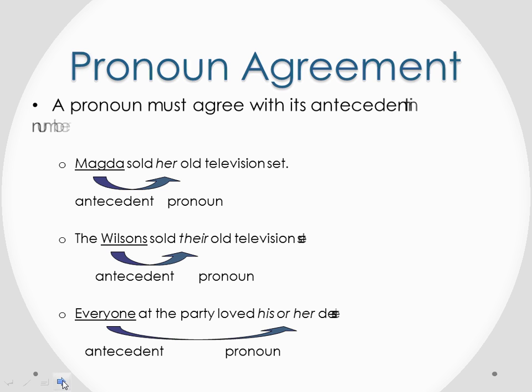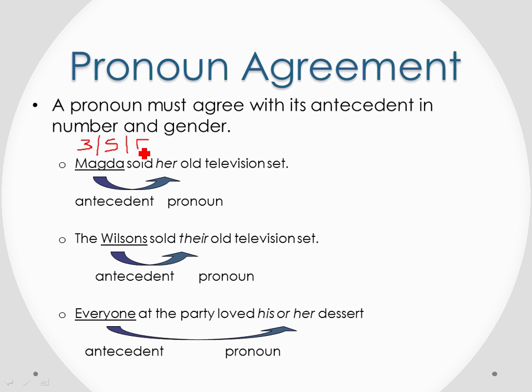Next, let's take a look at some more agreement rules. In addition to point of view, we also need to keep pronouns consistent in number and gender based on the antecedent. So if I look at my first example, it says Magda sold her old television set. Well, Magda is third person, Magda is singular, it's one person, and Magda is female. So when I look at those three criteria, that's also going to determine the fact that I'm going to use the pronoun her, because the pronoun her in the possessive case is also third person, it's also singular, and it's also female.